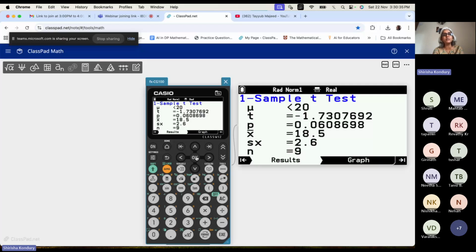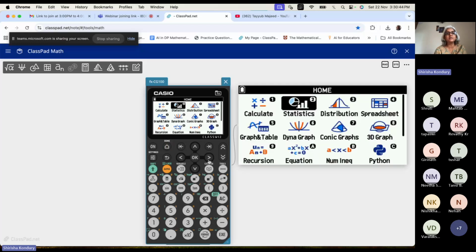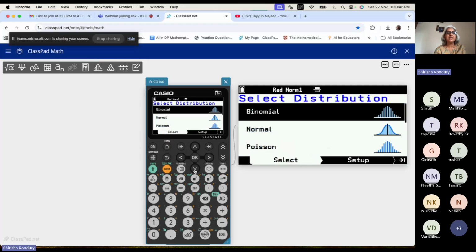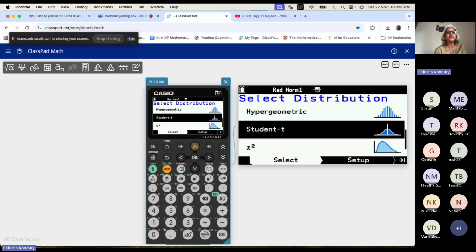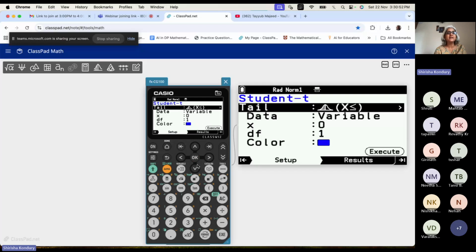But what do I compare it with? I have to compare it with the critical value. And a good part of the calculator is it gives us the critical value. So let's go back to the distribution. And it has a t distribution also. So this is a new thing that Casio has added here.